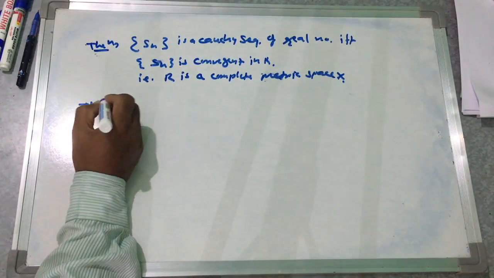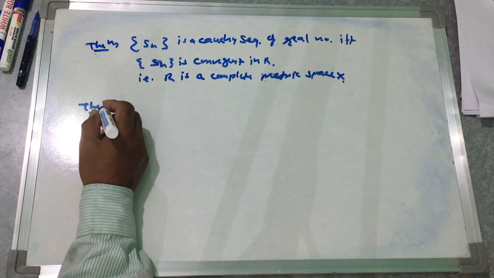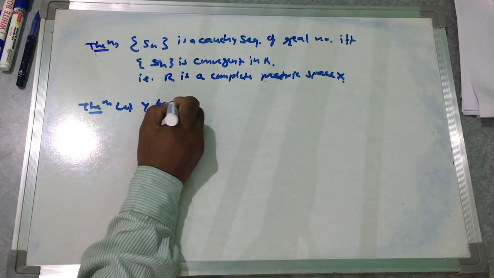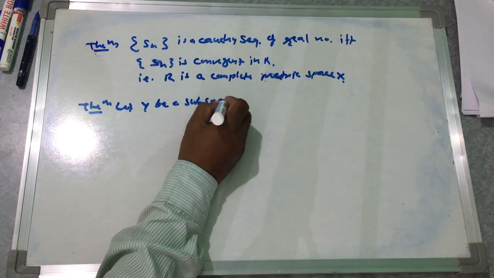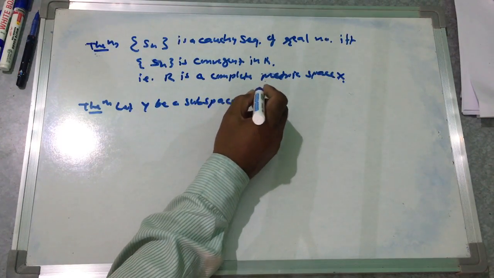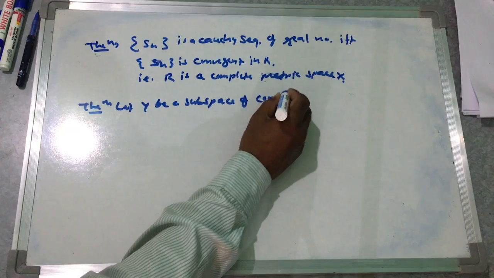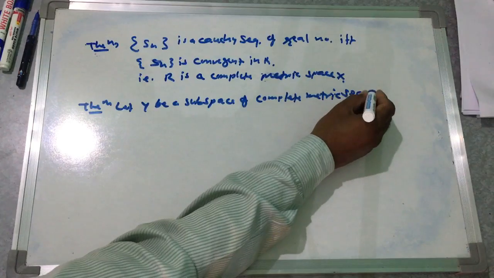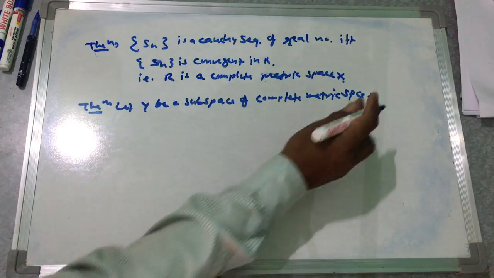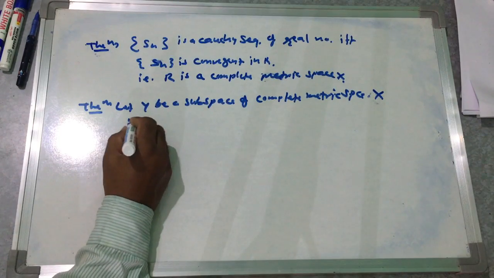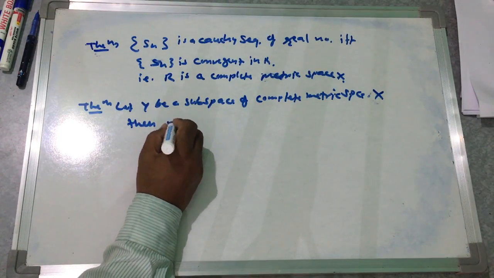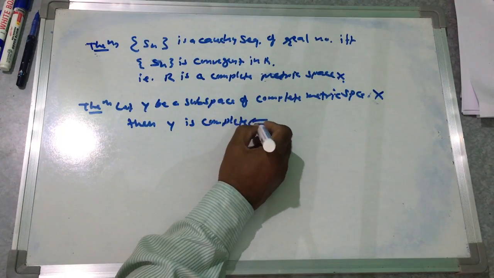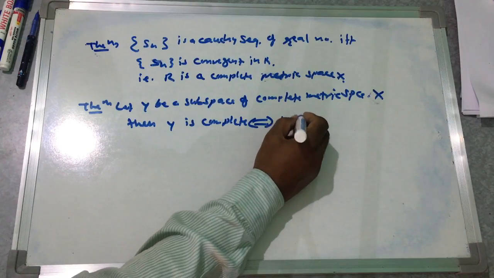Then theorem: let Y be a subspace of a complete metric space X. Then Y is complete if and only if Y is closed.